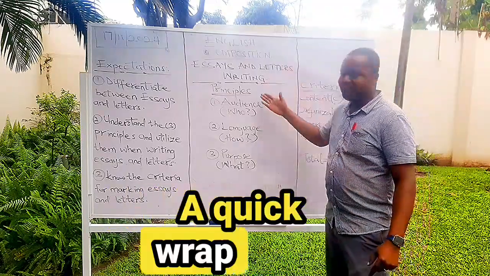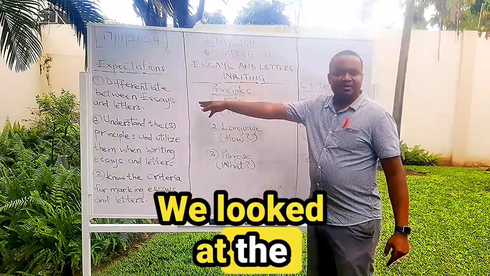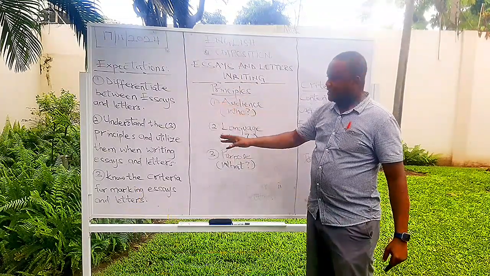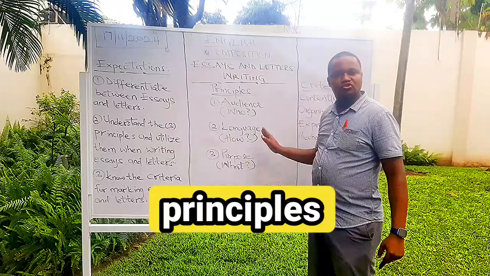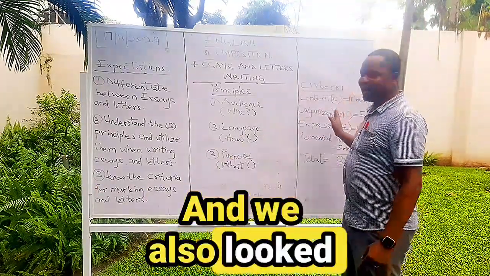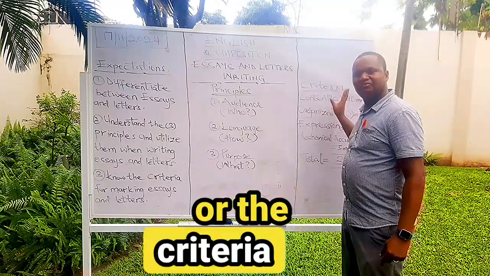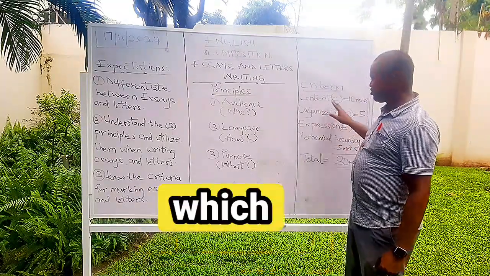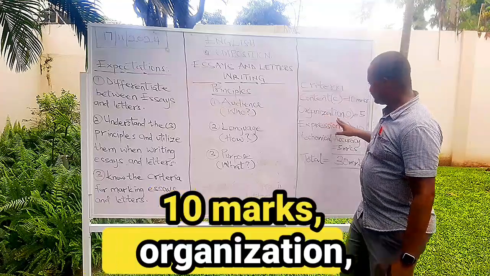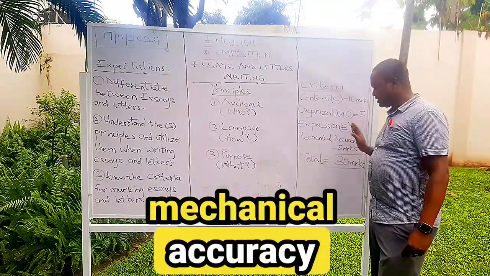A quick wrap up of today's lesson. We looked at the meaning of essays and letters. We looked at the 3 principles to consider when writing essays and letters. And we also looked at the criteria for marking essays and letters, which is content, 10 marks, organization, 5 marks, expression, 10 marks, mechanical accuracy, 5 marks.